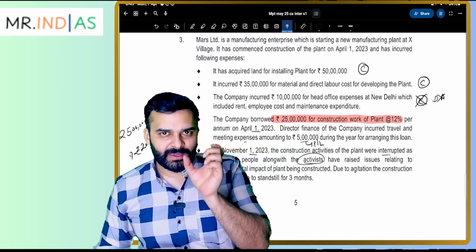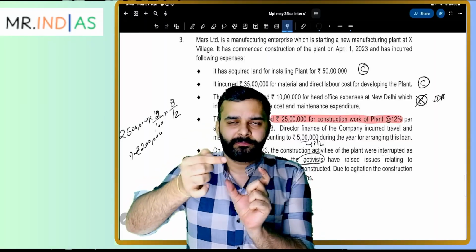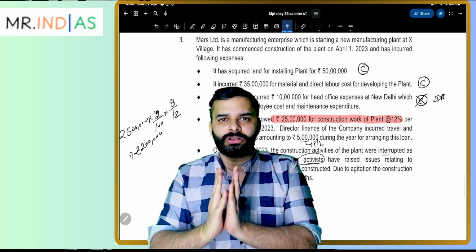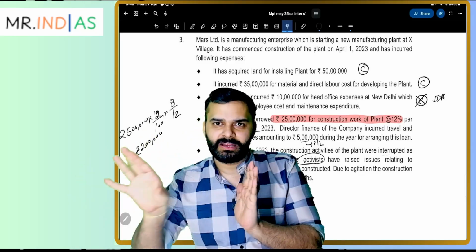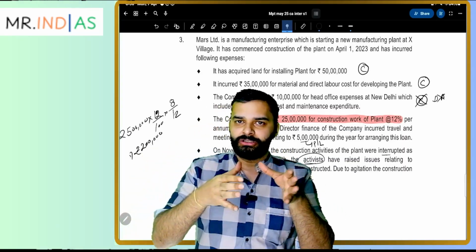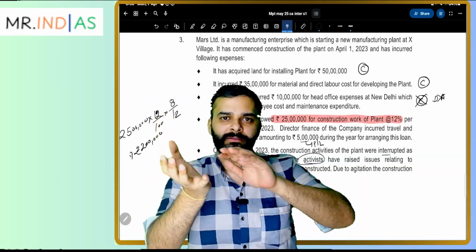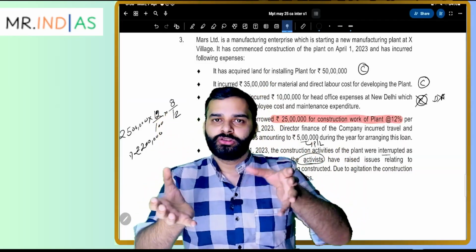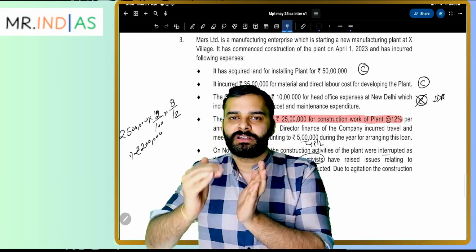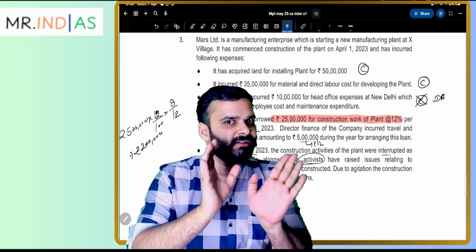If the suspension is required for the development of the plant or the development of the asset, then the suspended period borrowing cost will get capitalized, not suspended. For example, if you are constructing a bridge on a river, when the water level rises, the construction activity has to stop. So this suspension is required for the construction of that bridge, and the suspension period borrowing cost will get capitalized, it will not get suspended.